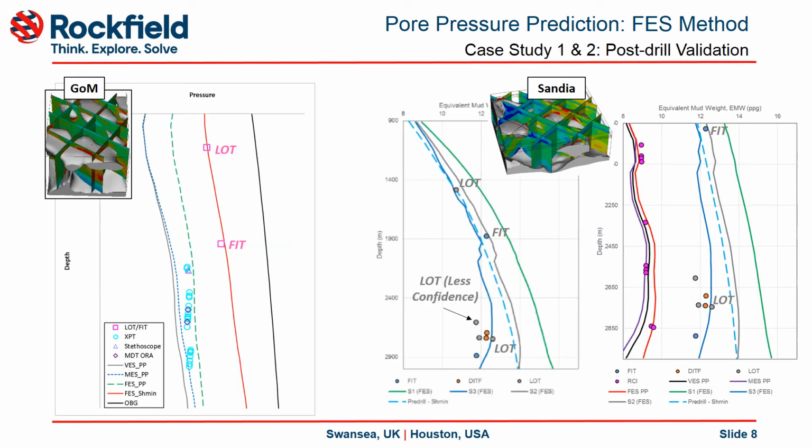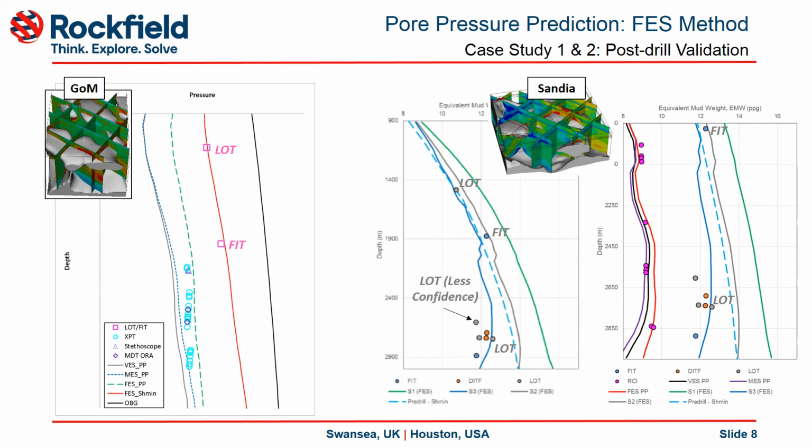In both case studies, minimum stress and pore pressure predictions were validated against a range of post-drill data. The graph on the left is from a recently drilled exploratory well in the Gulf of Mexico. Axis scales have been removed for anonymity. The graphs on the right are from the Sandia well in the Tafalla Basin. In both cases, the MES method is also shown along with the VES and FES pore pressure predictions.